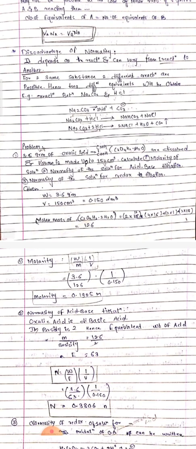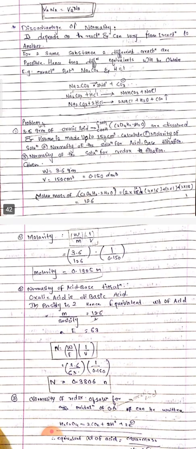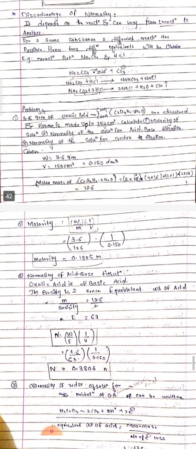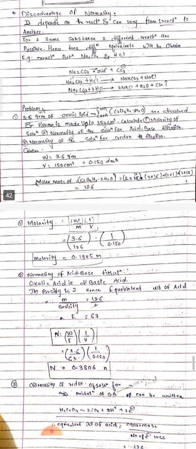Here a numerical is given. 3.6 gram of oxalic acid is dissolved and the volume is made up to 150 cm³. Calculate the molarity of the solution, the normality of the solution for the acid base titration, and the normality of the solution for the redox titration.